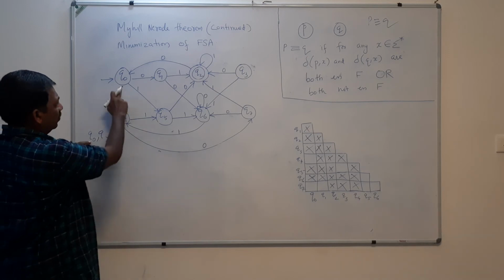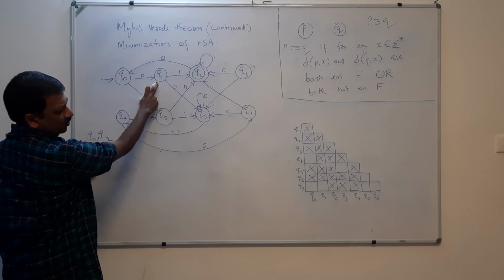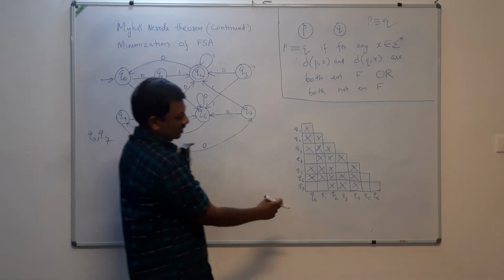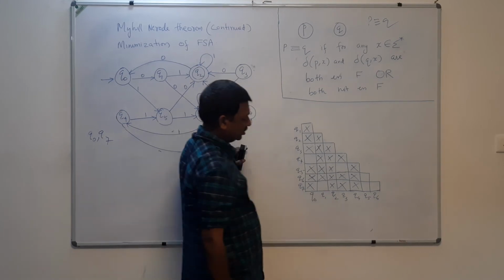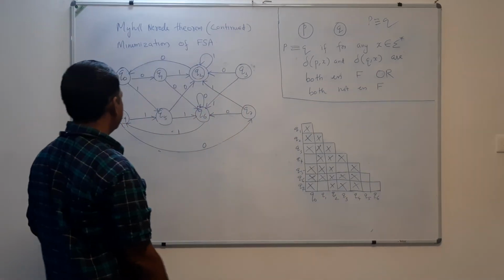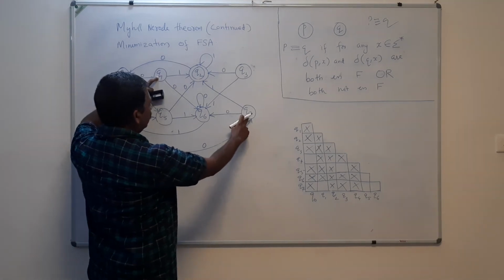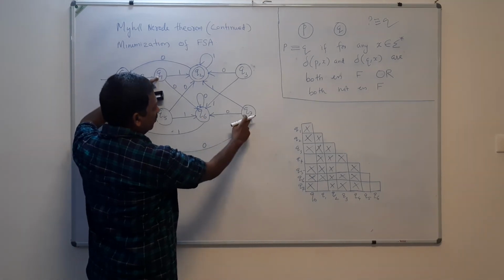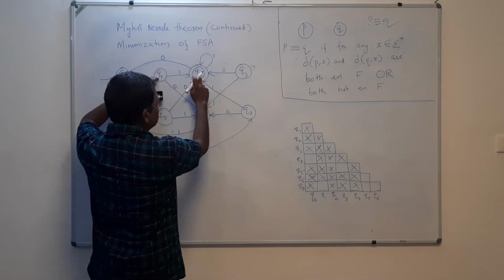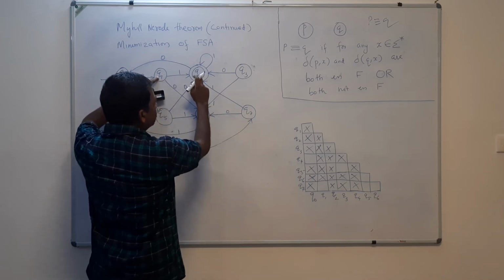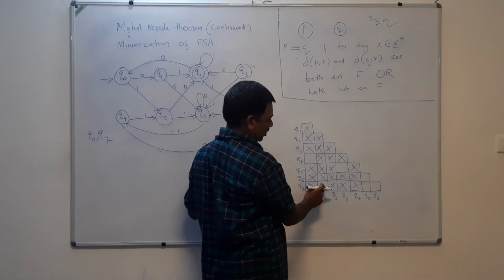Q0 on 0, Q1, and Q7 on 0 is Q6. What about Q1, Q6? Q1, Q6 is already distinguishable. So this is distinguishable. What about Q1, Q7? Q1 on 0, Q6. Q7 on 0, Q6. Not distinguishable. Q1 on 1, it is Q2, and Q7 on 1, it is Q2. That means in that case also it is not distinguishable.